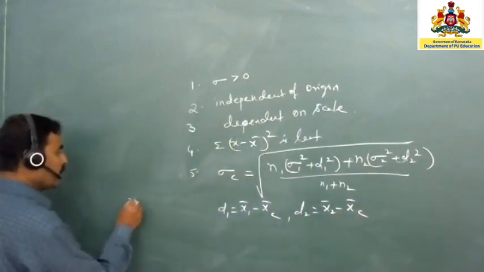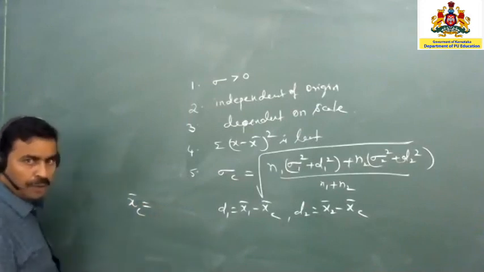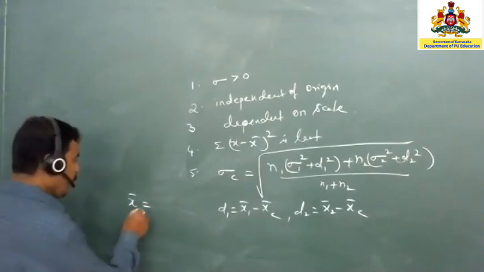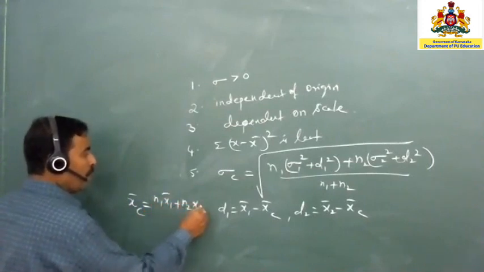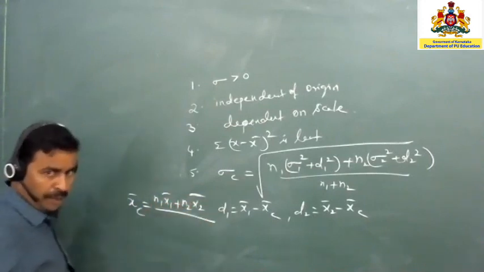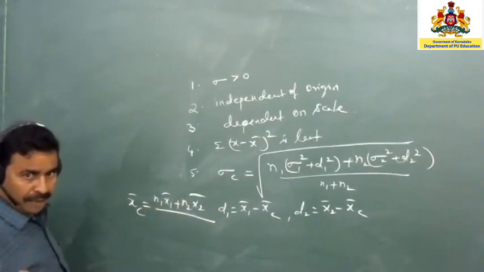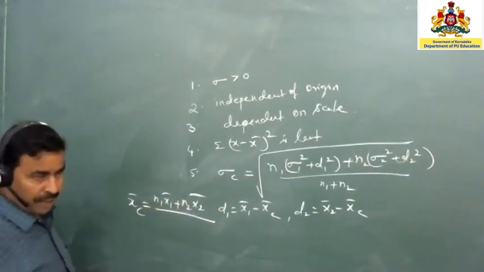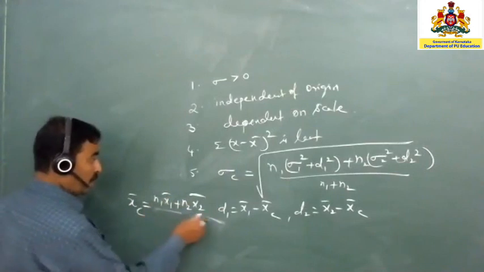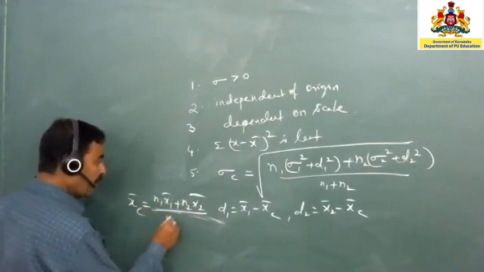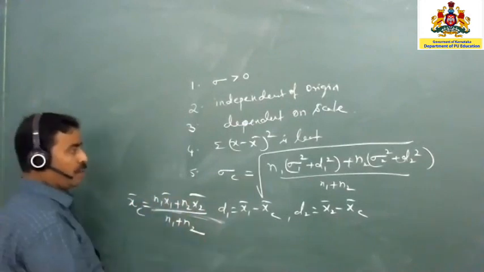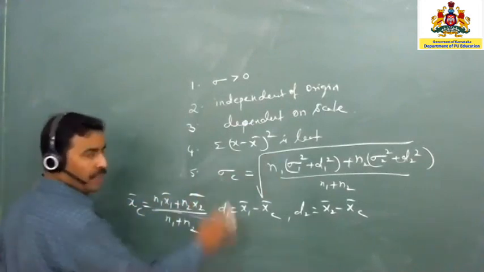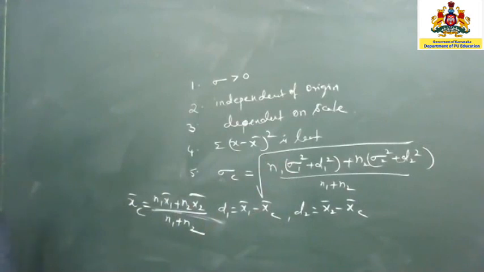And x bar c equals (n1 x1 bar plus n2 x2 bar) by (n1 plus n2). It is the combined arithmetic mean, which you have already learnt in measures of central tendency. By substituting all these values from the given values, you will get the combined standard deviation.